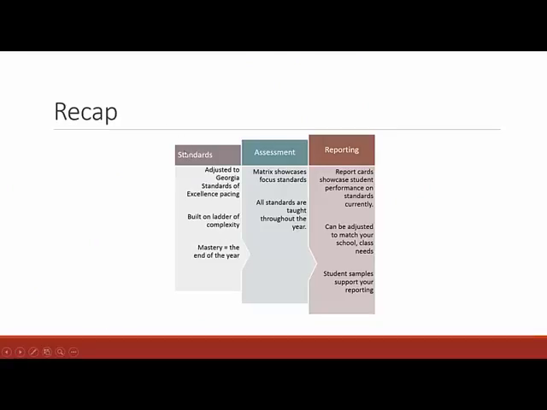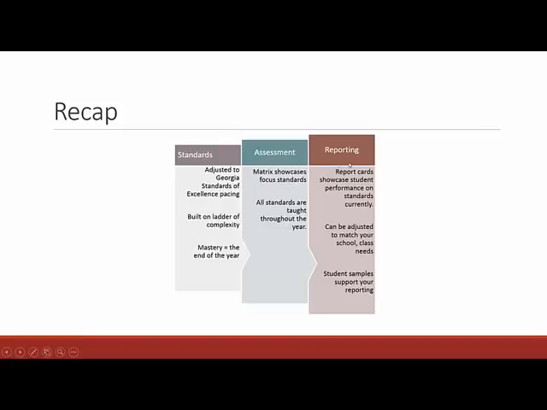Let's recap. Remember, your standards and frameworks are your roadmap for planning for rich, engaging, and relevant English language arts instruction. Remember that those reading standards are built on a ladder of complexity. And the rubrics and matrices are not intended to be a one-and-done measure. Remember, end-of-the-year mastery is key. Moreover, the rubrics and matrices showcase focus standards to formatively assess students. Once again, all standards are taught throughout the year.